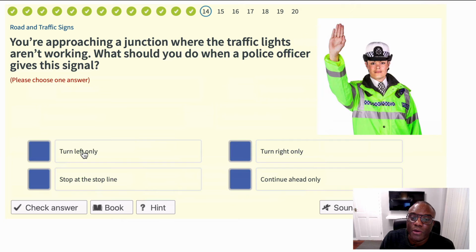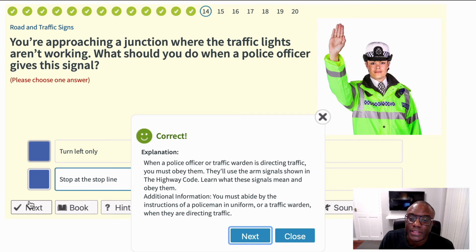So turn left only, no. Turn right only, no. Stop at the stop line. As I said, that is a stop sign. And again, checking the last one, continue ahead only, which is obviously not the right one if we're stopping. So again, checking, that's correct.